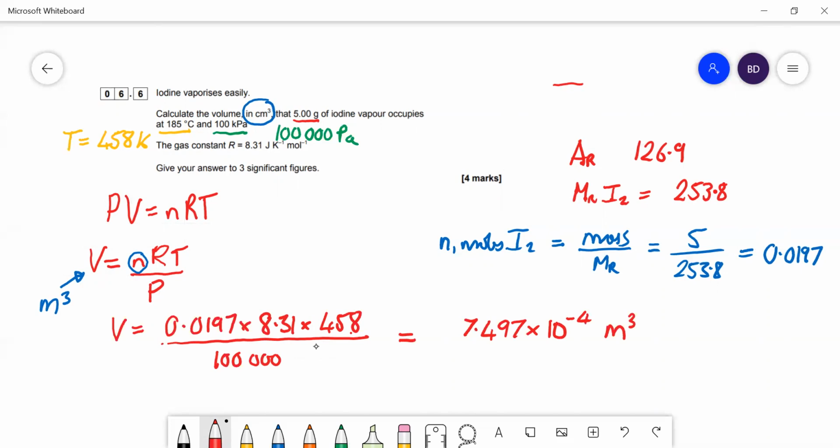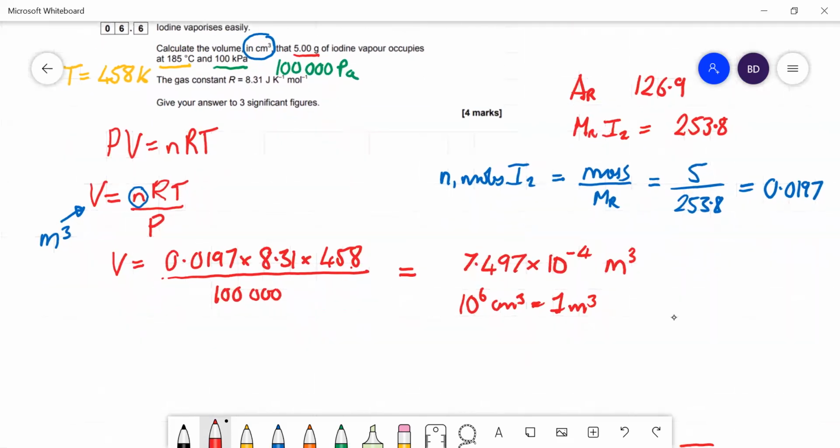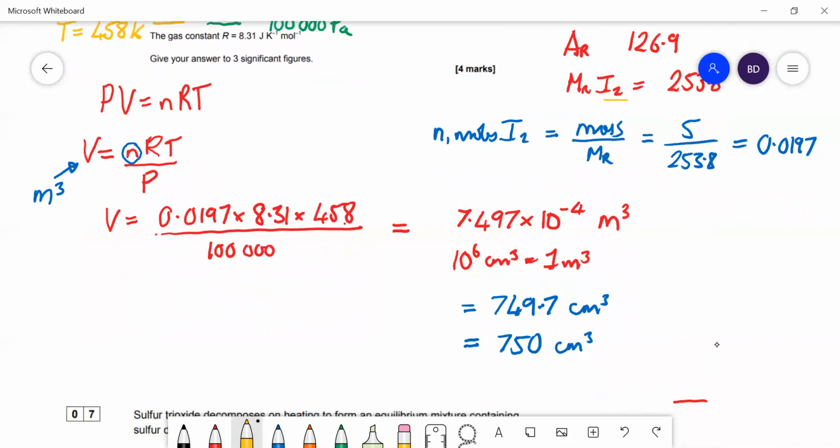How many centimeters cubed in a meter cubed? There are 10 to the 6 centimeters cubed in 1 meter cubed, so we multiply by 10 to the 6. That gives a final answer of 749.7 centimeters cubed. Give your answer to 3 significant figures, so that's 750 centimeters cubed. As I say, the main mistake people make there, I think, is forgetting that iodine is diatomic, and so they get double the volume you'd expect.